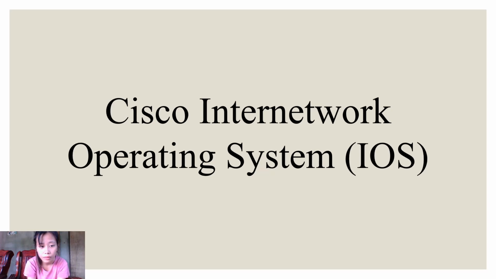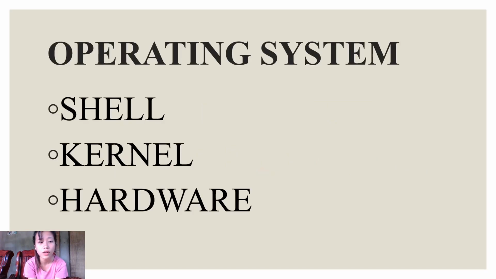But before that, we have the Cisco Internetwork Operating System, which is the IOS. It is a generic term for the collection of network operating systems used by Cisco networking devices. Next, we have the operating system, which includes the shell, kernel, and hardware.